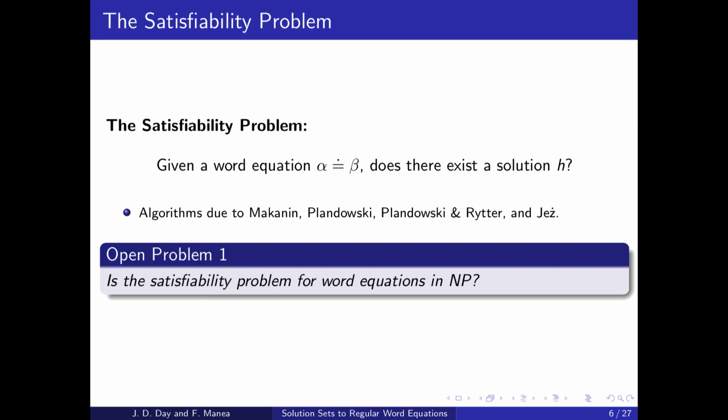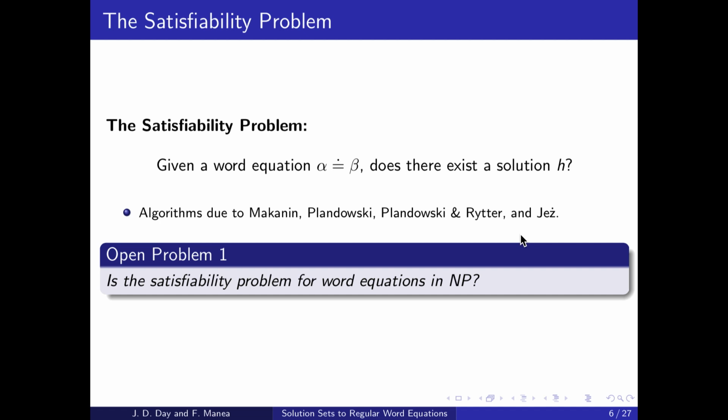Probably the most fundamental problem one can ask about word equations is the satisfiability problem. Given a word equation, does there exist some solution to that equation? There are several known algorithms for solving the satisfiability problem. The first one is due to Makanin, presented in 1977, and since then Plandowski improved this to an algorithm working in polynomial space, and later Jeż introduced the recompression technique, which he has shown recently to work in non-deterministic linear time. So we have this complexity upper bound of non-deterministic linear time.